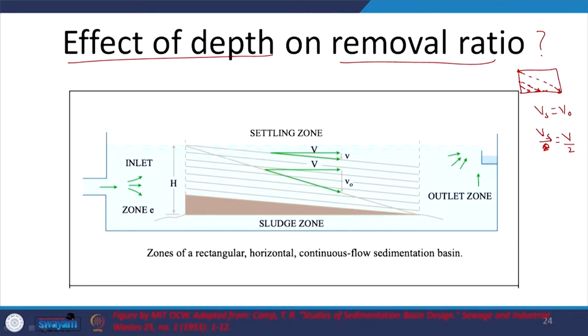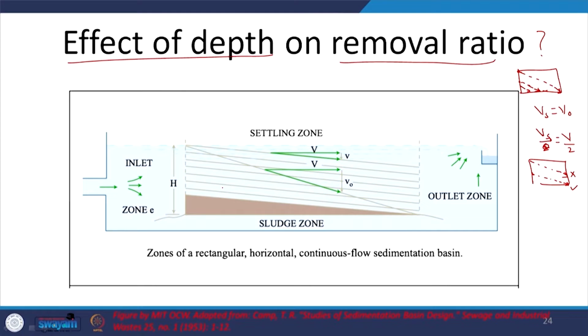In that context, if the particle again is coming in at the top, let us say it is going to get out here, right. So, it is not going to be removed, but if it is coming in at h by 2, then I guess you are going to have removal, yes. So, you are going to have fractional removal. Let us look at this effect of depth on removal ratio. What we just discussed is what we have out here.